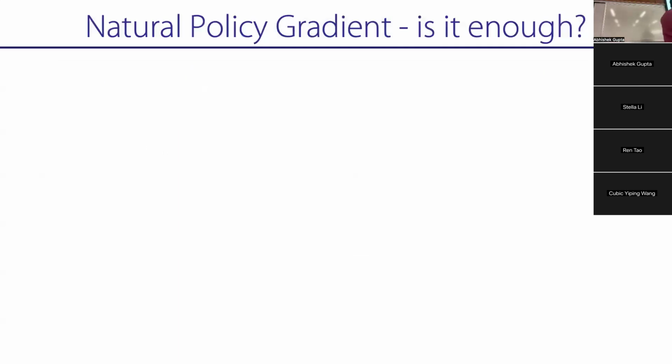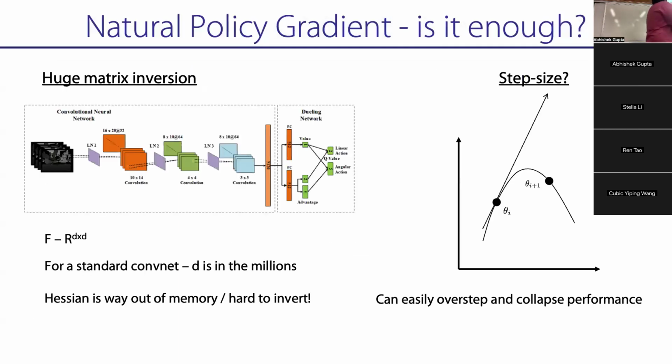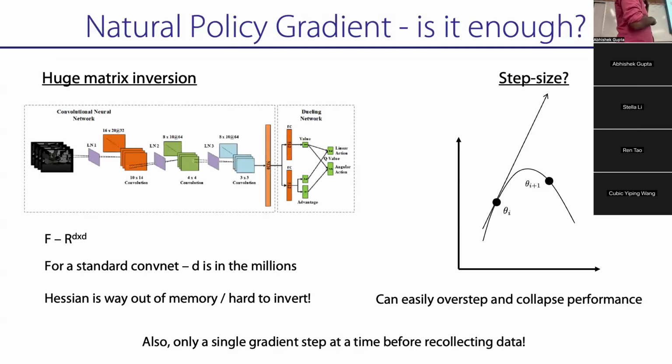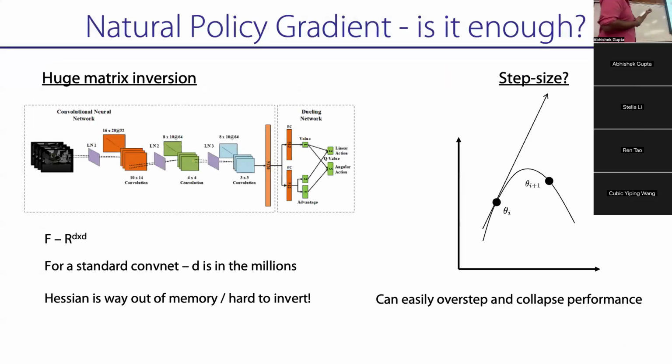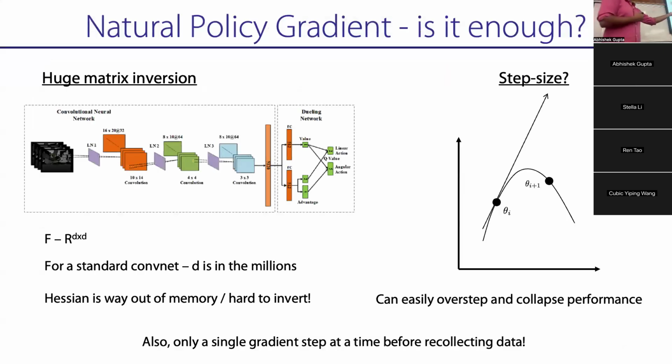Okay. So we want to deal with these two issues, matrix inversion and step size. And then the third issue is that we're only doing a single step of gradient descent. You take one step, then you have to re-estimate the Fisher information matrix under your current policy. You have to re-estimate the policy gradient under your current policy. So you have to take samples again, right? You can only take one gradient step before you have to take samples again. That's what makes it expensive.